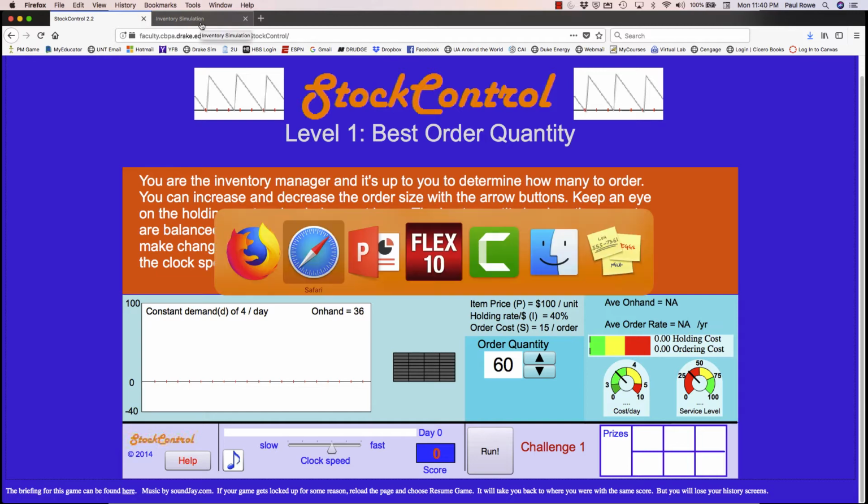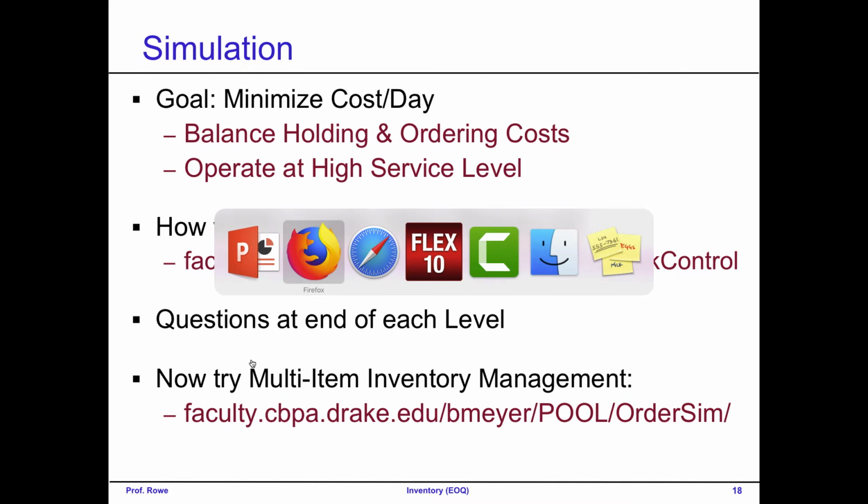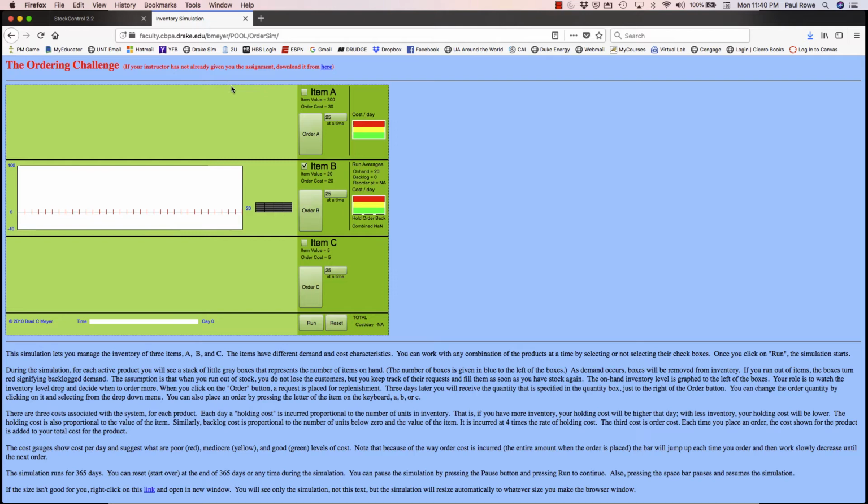Then what I'd like to have you do, so that will be the first simulation. Then I want to make it a little bit more difficult, to give you a little bit more of a realistic look at inventory management, meaning you're going to be dealing with multiple items. So you'll go to this new link. That link will take you to this site.